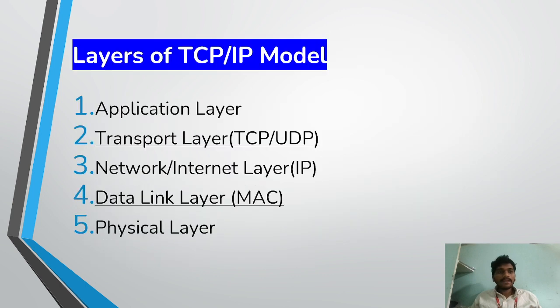The layers of the TCP/IP model are: first, the application layer; second, the transport layer, TCP or UDP; third, the network or internet layer, IP; fourth, the data link layer, which serves as MAC, media access control; and fifth, the physical layer.